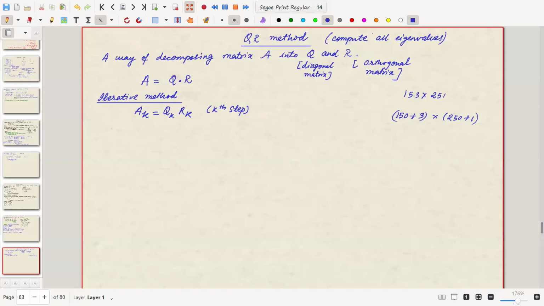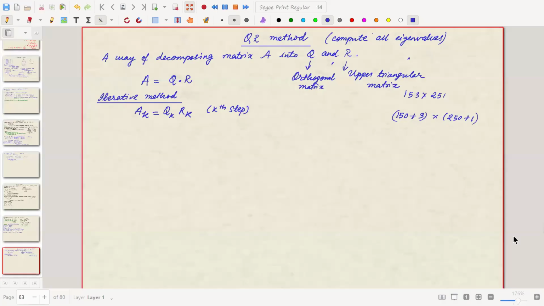But, okay, I made a tiny mistake here. So A is decomposed into Q and R, where Q is an orthogonal matrix and R is an upper triangular matrix. Okay, fine. Now this is the kth iteration, at the kth step, A_k equals Q_k into R_k.